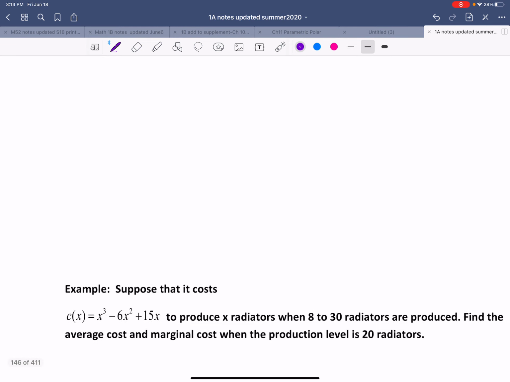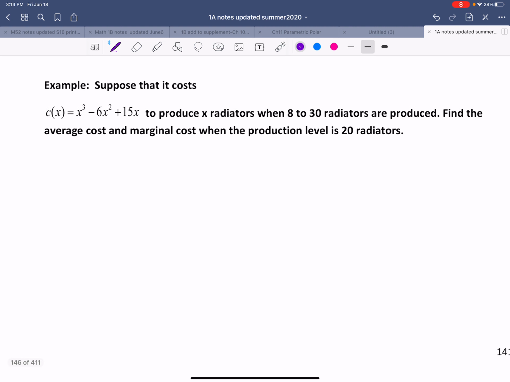Okay, that is a pretty similar problem. Here's another one. We'll take a look at this last problem. Marginal cost is the rate of change of cost at a particular level of production.